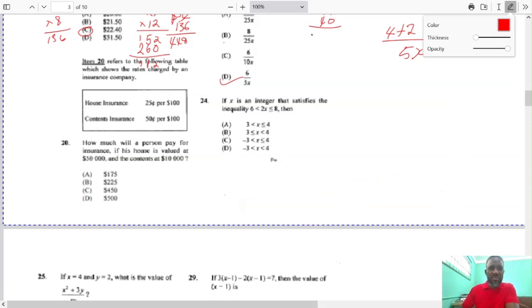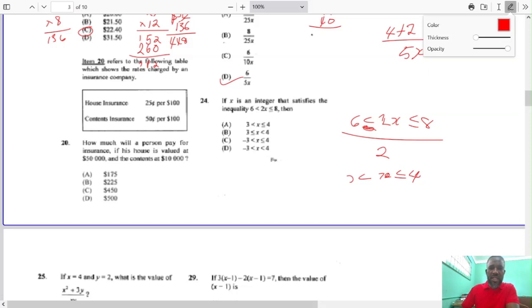So here we have 6 less than 2x less than 8. Okay, so basically what we are going to first do is to divide through by 2. So 2 into 6 will go... Oh, and this is just a less than sign here. So we have 3 less than x less than or equal to 4, as 2 into 6 will go 3 times, 2 into 2 goes 1, and 2 into 8 goes 4.